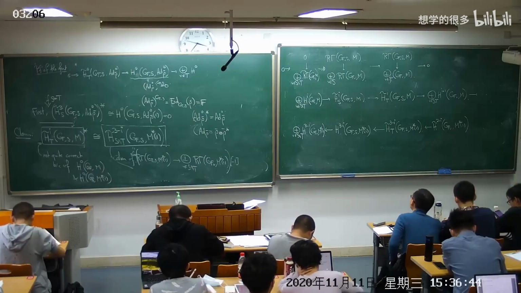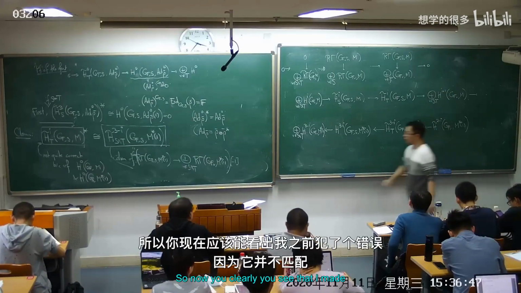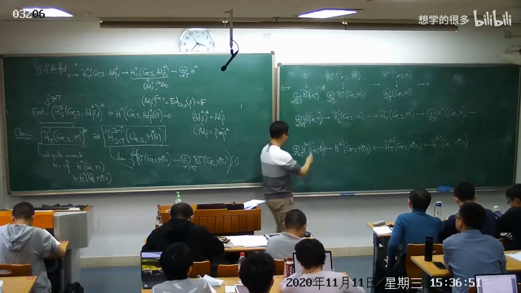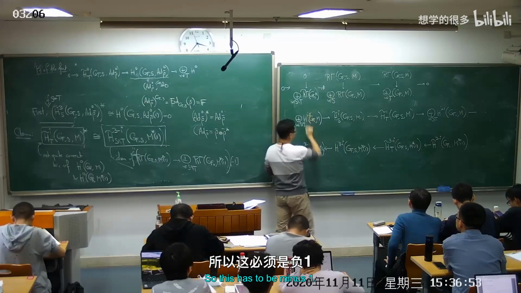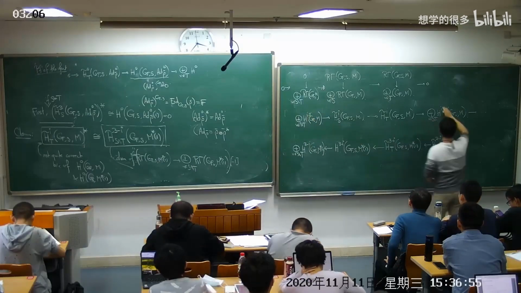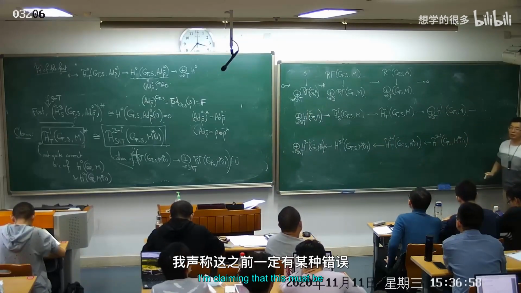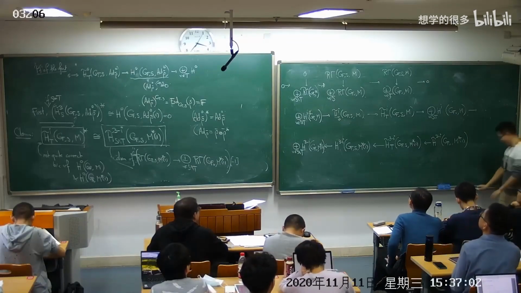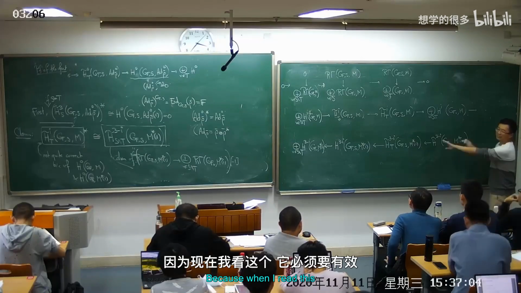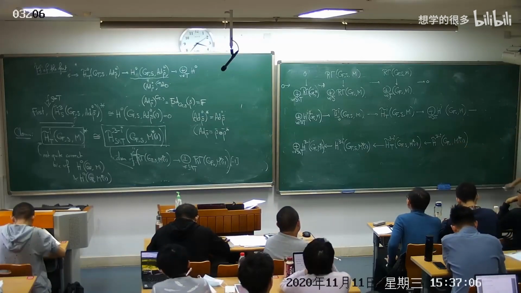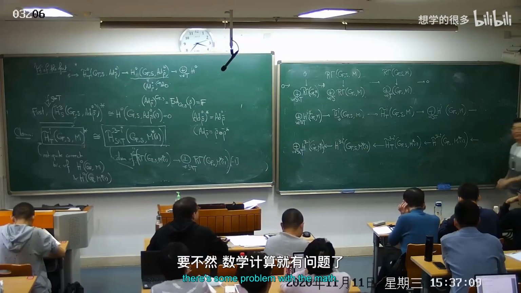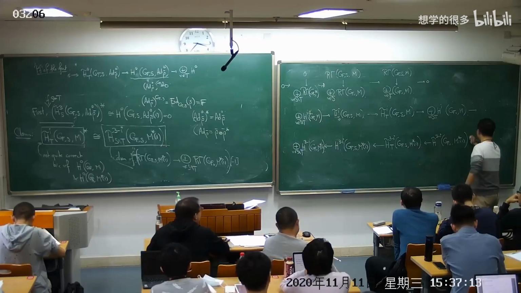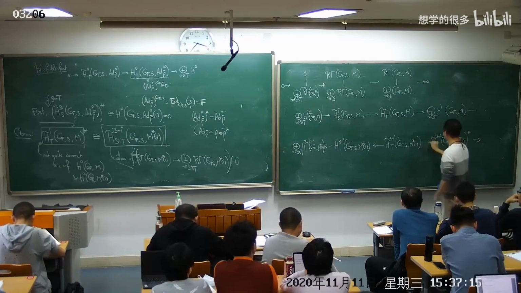Right? So now you clearly see that I made a mistake earlier because it doesn't match. It's supposed to match. So let's change that. So this has to be minus 1, and this has to be the 1. I'm claiming that this must be some sort of error earlier. I didn't do very well with the shift because when I write this down, it has to work. Otherwise, there's some problem with the math. Okay, you're going this way.